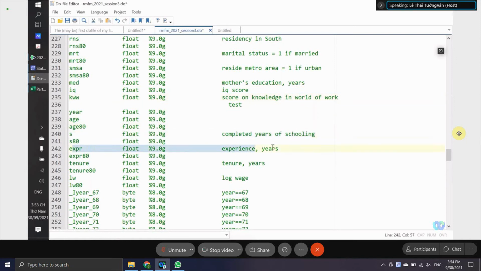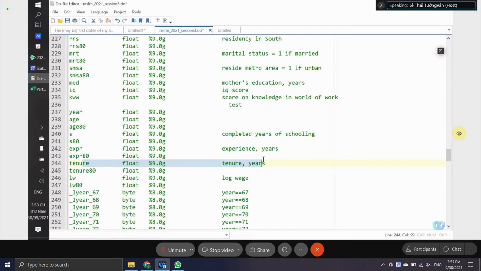EXPER here is experience in years. Tenure is tenure in years. What do I mean by tenure? How long you have worked for the current company. You may have a long experience of working, but let's say after your graduation, you worked for Goldman Sachs.